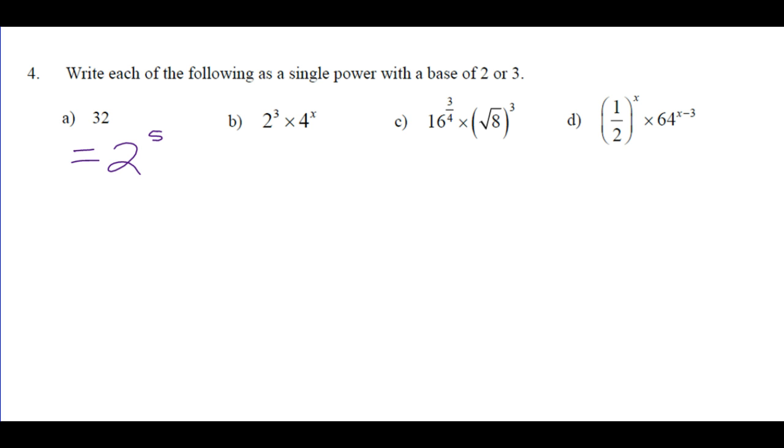2 cubed times 4 to the x. So what we want to do is write 4 as a power of 2. How do we write 4 as a power of 2? So what's 4? 2 squared. So I'm replacing the 4 with a 2 squared, right? But there's still that x there, so that x is up here.